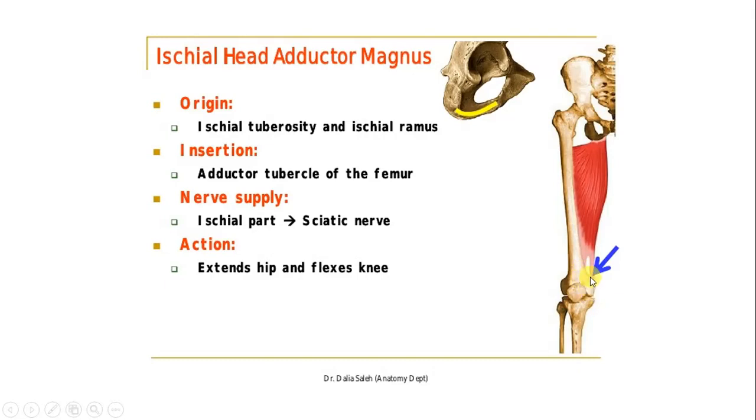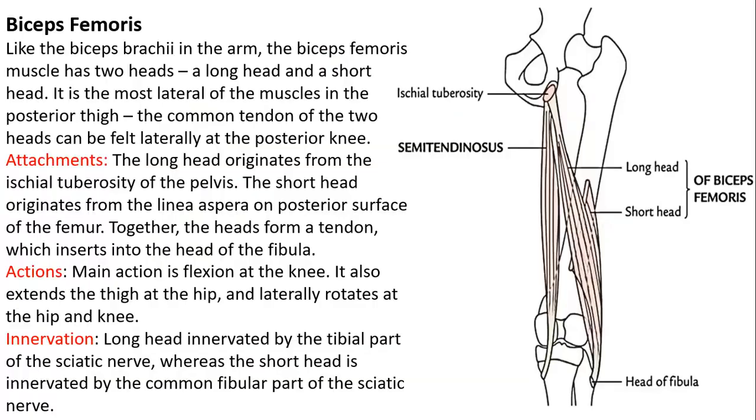Here is the adductor tubercle of the femur, we can see. So its origin is from the ischial tuberosity and ischial ramus. Insertion is over the adductor tubercle of the femur, the nerve supply is the sciatic nerve, and the action is extension of the hip and flexion of the knee.